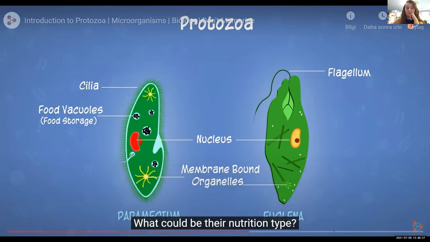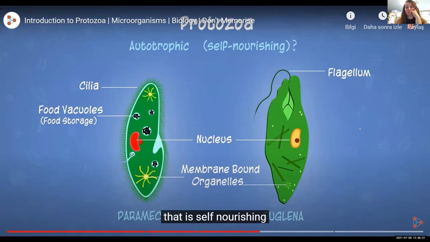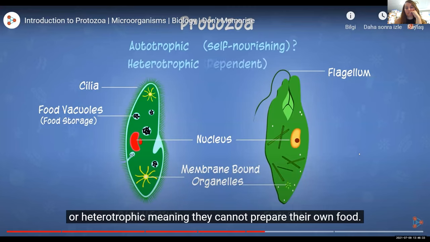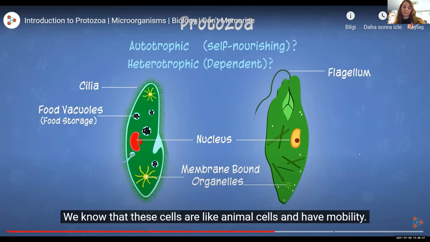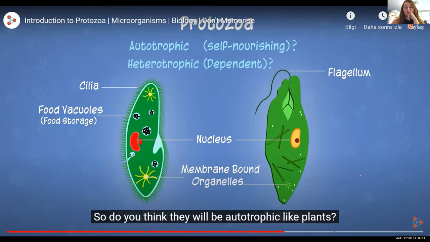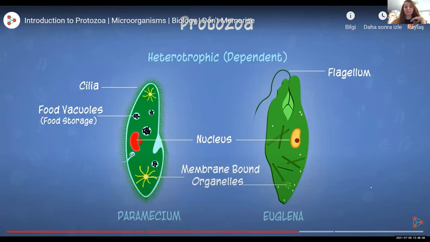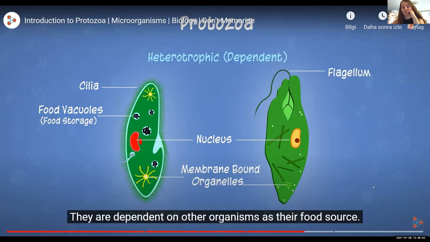What could be their nutrition type? Here we are referring to whether they are autotrophic, that is self-nourishing, or heterotrophic, meaning they cannot prepare their own food. We know that these cells are like animal cells and have mobility. So do you think they will be autotrophic like plants? Of course not. These are heterotrophic in nature. Yes, they are dependent on other organisms as their food source.